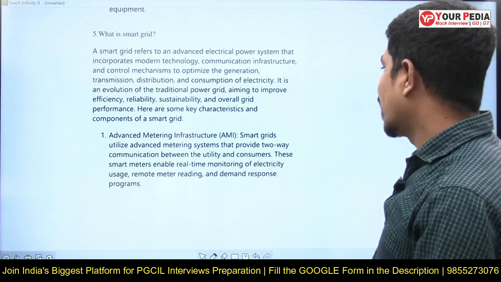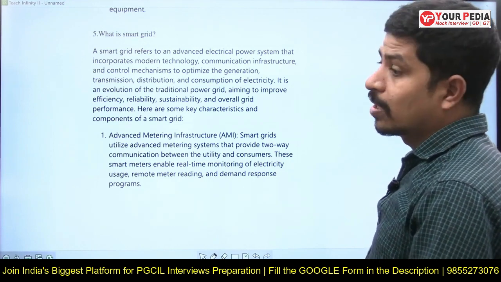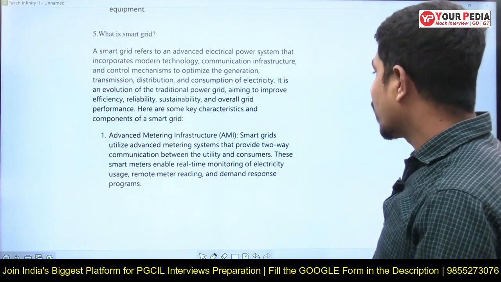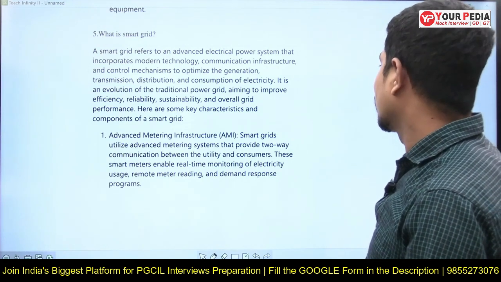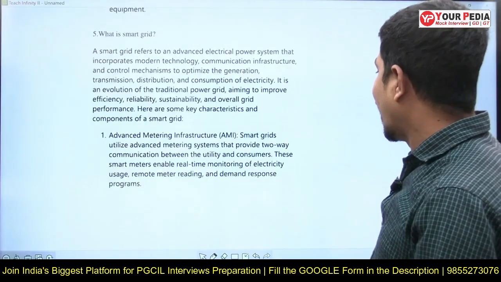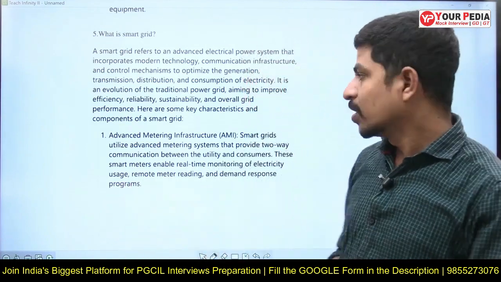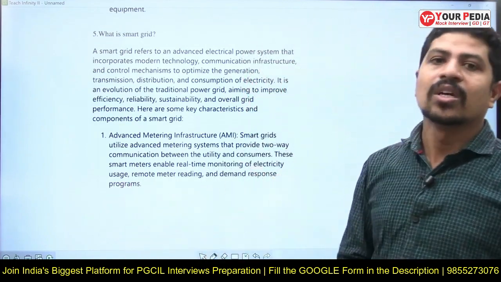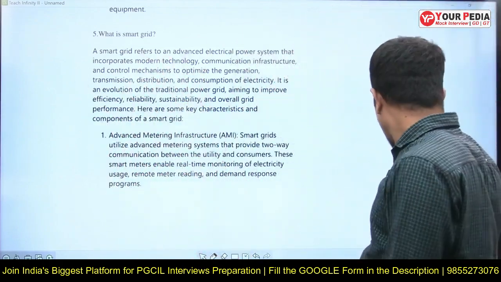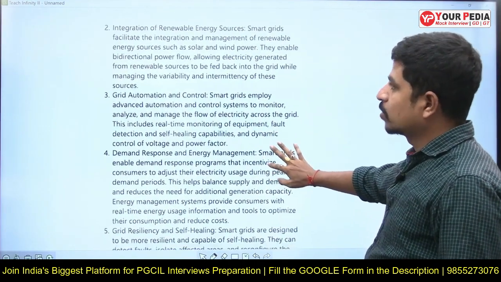Here are some key characteristics and components of a smart grid. Advanced metering infrastructure: smart grids utilize advanced metering systems that provide two-way communication between the utility and consumers. These smart meters enable real-time monitoring of electricity usage and demand response programs. So from source to load and from load to source, both sides it is monitoring. That is one of the very good characteristics of the smart grid.